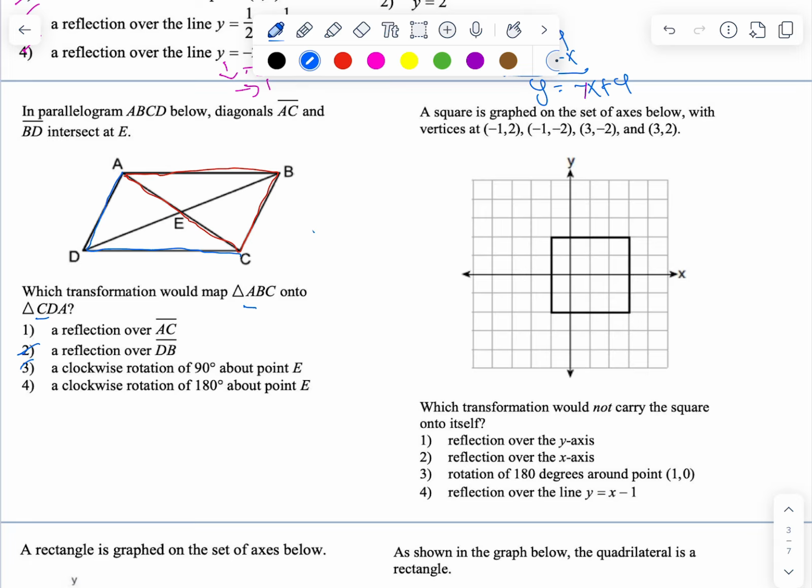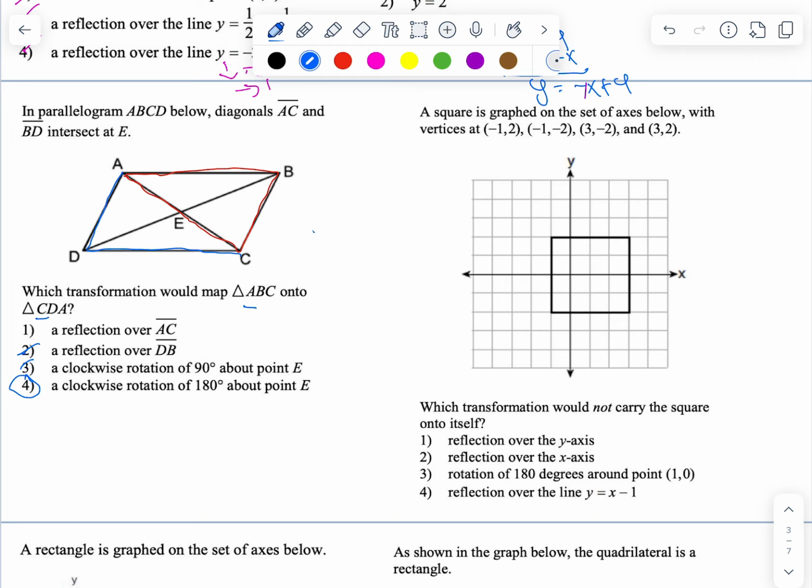Whereas if we rotate the red triangle, then B will go to where D is, A will go to where C is, and C will go to where A is. So based on the lettering, answer choice 4 is the one that's going to work. That was a difficult one.